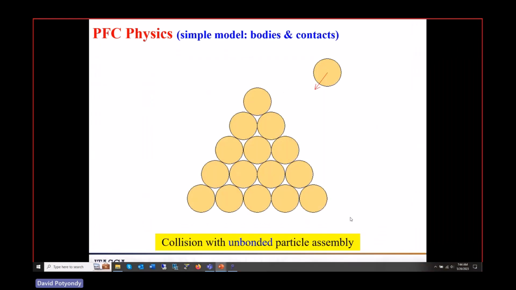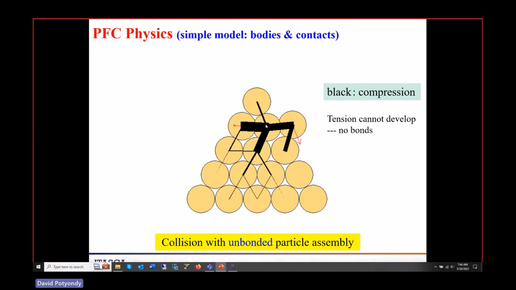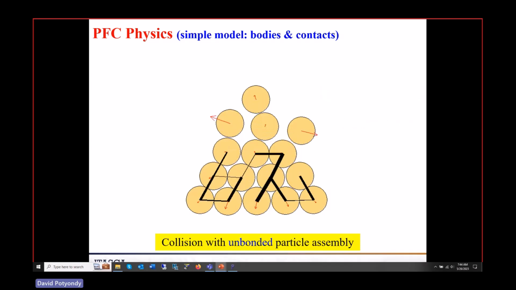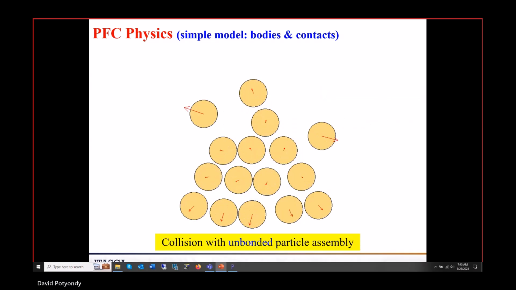Okay, so what I want to stress on this is this idea. If it's an unbonded assembly, it's all just compression. If you think about it, the only way for tension to develop inside of a granular system is for some sort of glue, some sort of cohesion to be there. There's no cohesion here. So we're just going to have compression. So this is an unbonded system, and it pushes apart.